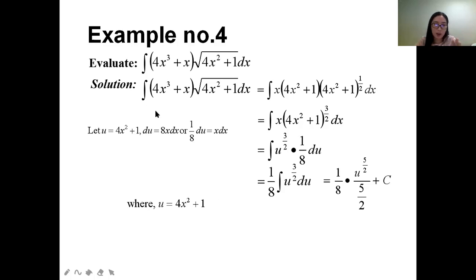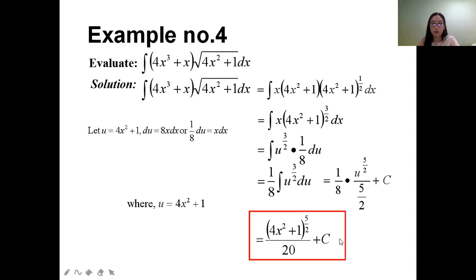Okay, let's go back to what we let u be earlier. Where u is 4x squared plus 1, we substitute it into our answer. So we have 4x squared plus 1 to the power of 5 halves, and 1/8 times 5 halves gives 2 divided by 8 is 4, and 4 times 5 is 20. So we have the quantity of 4x squared plus 1 to the power of 5 halves over 20 plus C. That is our final answer.